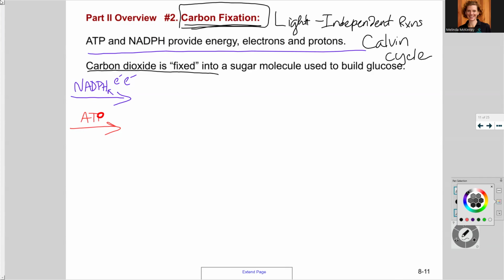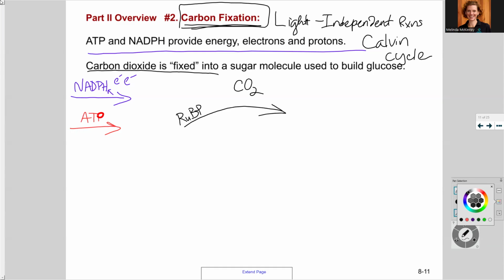So we're coming in here. I'm going to start with CO2 at the top. And this carbon dioxide, again, this is a gas, and it's going to be combined with a molecule called RuBP. So we have some acronyms that you're going to just have to memorize. You don't want to memorize the big word, which is ribulose bisphosphate. And so let's just combine these.